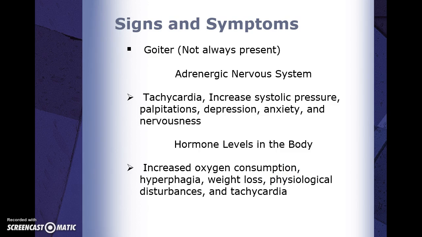In the signs and symptoms of Graves' disease, in some cases a goiter is present, but not always. The signs and symptoms can be categorized into two categories. One is the adrenergic nervous system, with tachycardia, increased systolic pressure, palpitations, depression, anxiety, and nervousness. On the other side, the hormone levels in the body can cause increased oxygen consumption, hyperphagia, weight loss, physiological disturbances, and tachycardia.